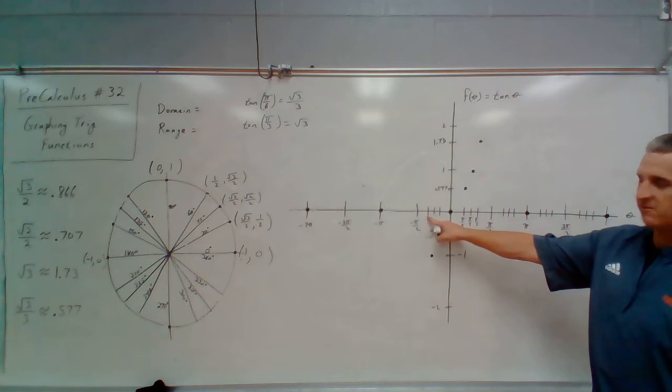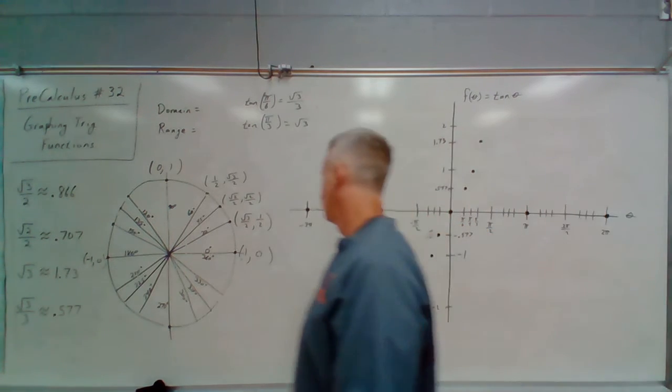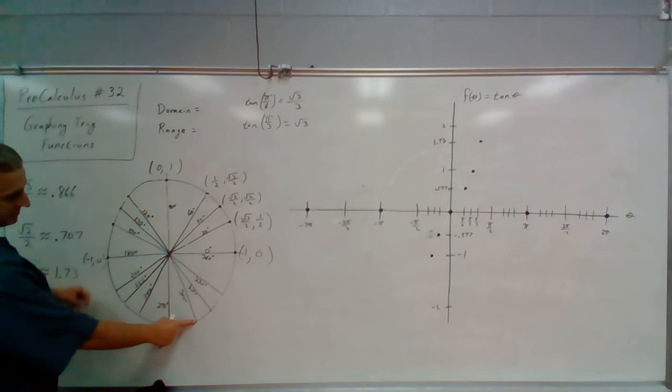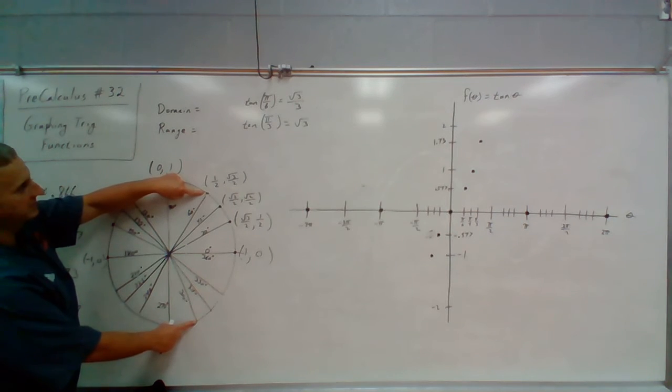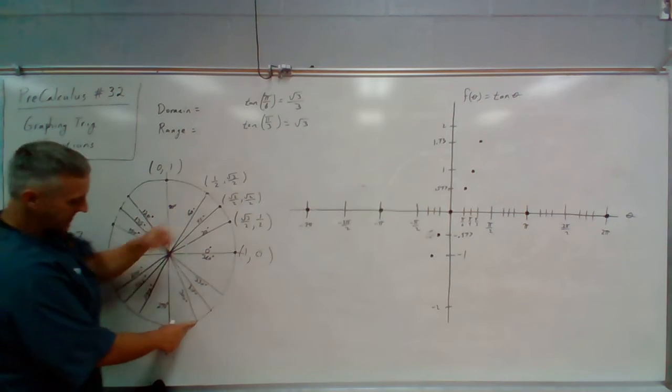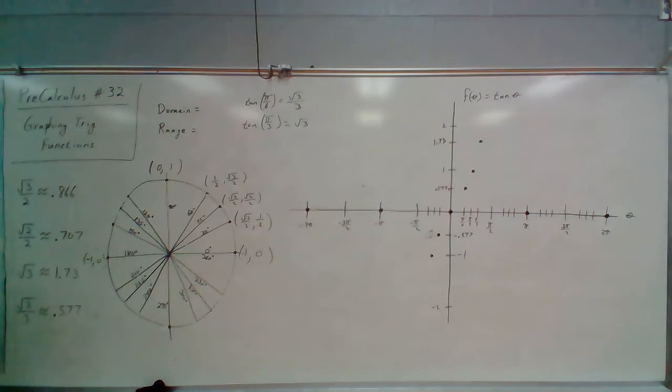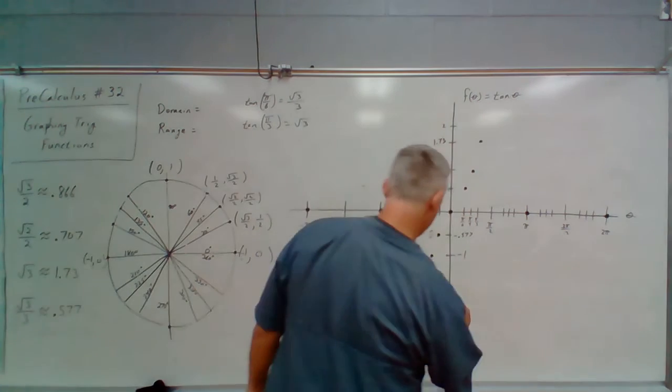All right, negative pi over 3. Okay, so that's right here, matches with this one, which was the square root of 3, except now it'll be negative, so negative 1.73.